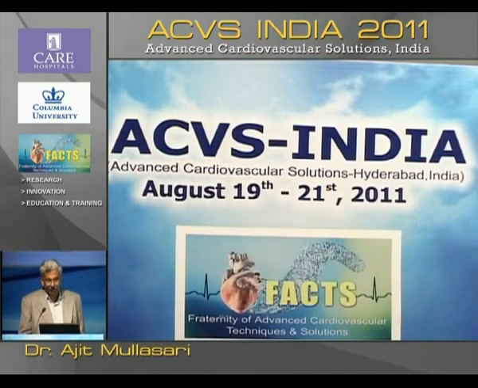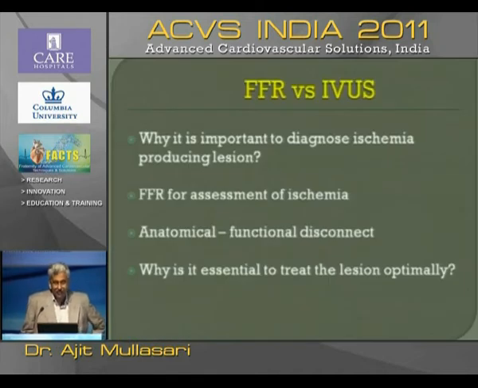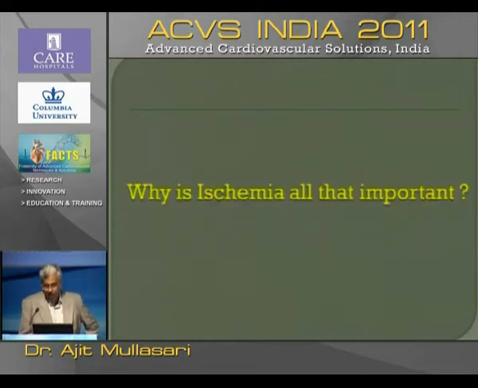IVUS versus FFR for lesion assessment, what to choose and when. Why should we do it? My agenda for this talk is four. Why is it important to diagnose ischemia-producing lesions? FFR, what is the status for assessment of ischemia? There is an anatomical to functional disconnect, and why is it essential to treat the lesion optimally? Why is ischemia all that important?